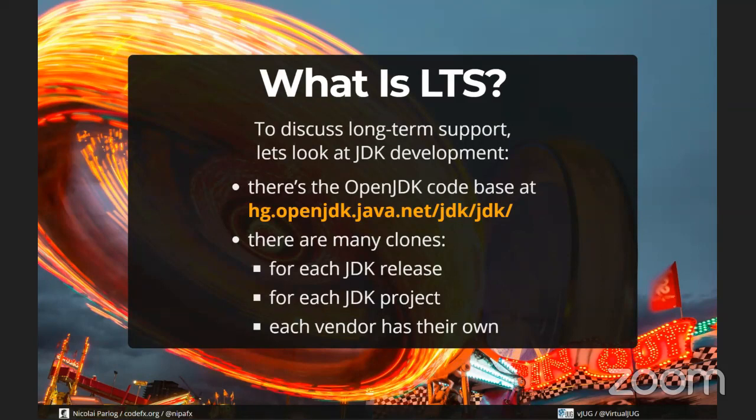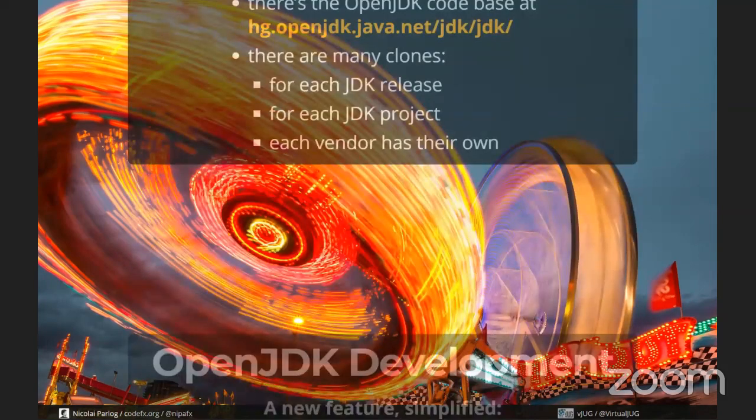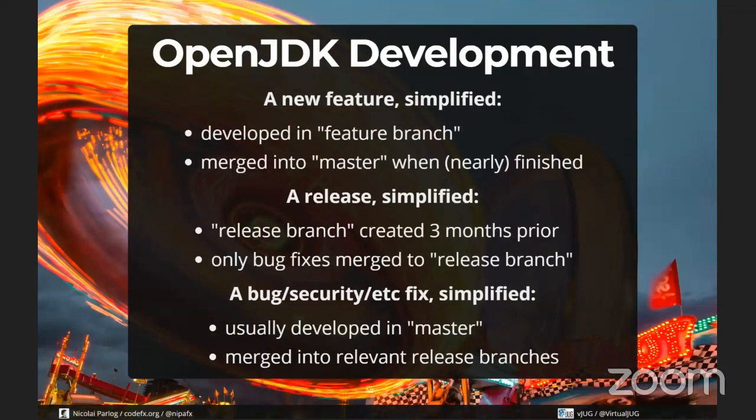And there are tons of clones. Each JDK release gets a clone. Each JDK project, like Ember or Jigsaw or Lambda, gets its own project. Each vendor then has one or more of their own clones. So there are tons of clones around, but it's easier to think about them as branches. It's not a 100% match, but if we think of these clones as branches, then we get way closer to our daily development model as regular developers, because a new feature really is basically developed in a feature branch. Let's leave aside that it's basically a clone in a project, but we can think of that as a feature branch. And when it's finished or nearly finished, it gets merged into master.